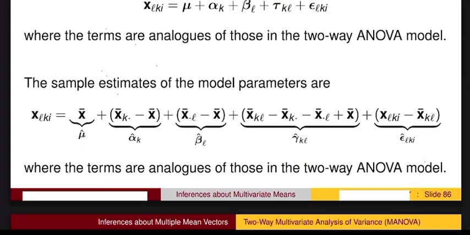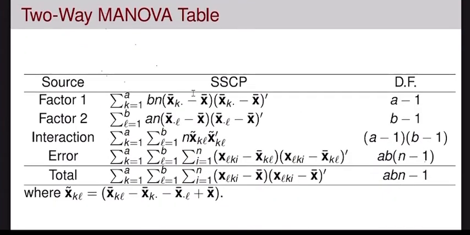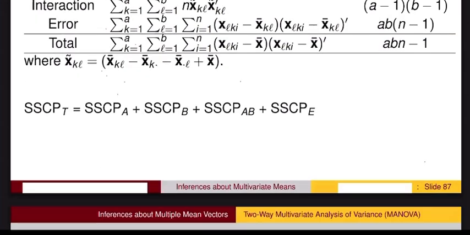Now we're going into the two-way MANOVA table. You can see all of that in matrix form. It's like we were rewriting the univariate form in a matrix form. So that's why we have this right now. So this is in a matrix form. And of course, this is the sum of squares and products for total variation. We decompose it into what factor A can explain, factor B can explain, the interaction can explain, and the unexplained.